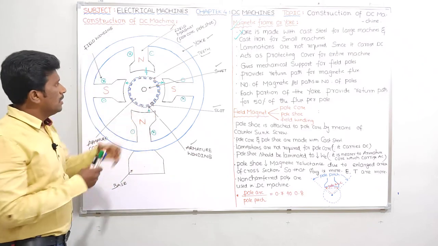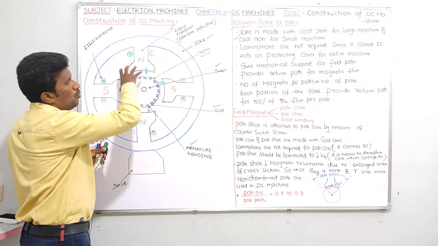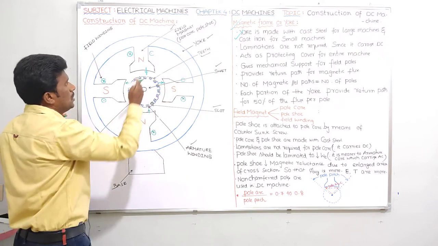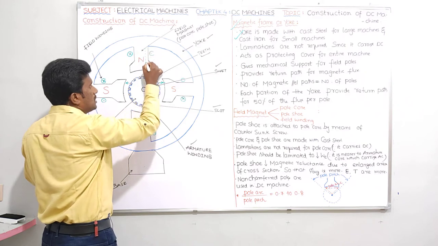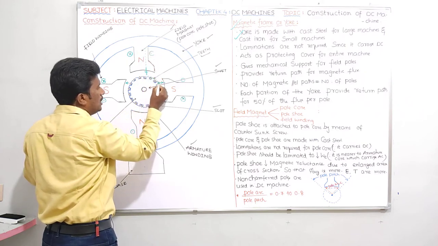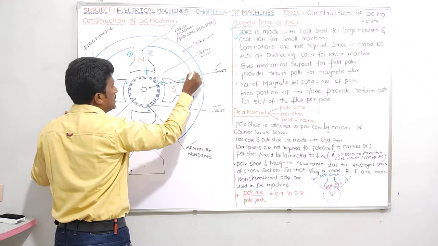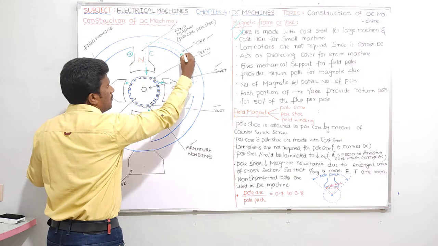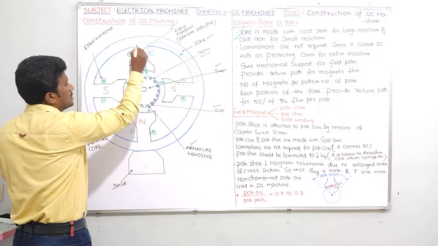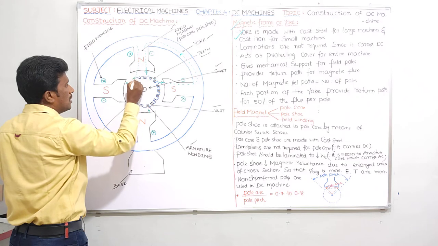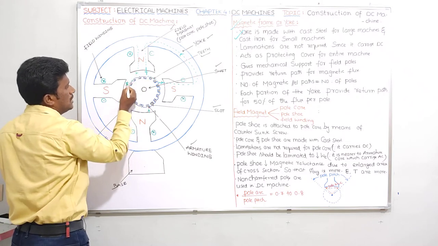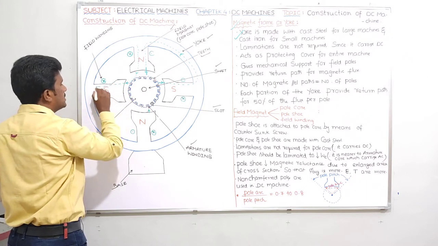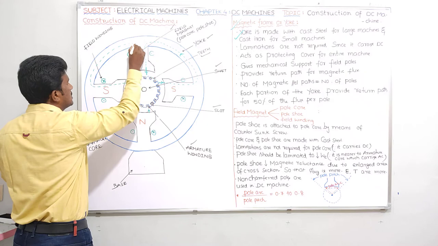Before explaining whether I need lamination or not, first let me complete the flux lines path. Flux lines start from the North Pole surface, reach the South Pole surface, and take the return path like this. This is the direction of flux. Similarly, from this North Pole, once again it starts from the North Pole surface, reaches the South Pole surface, and completes the return path like this.